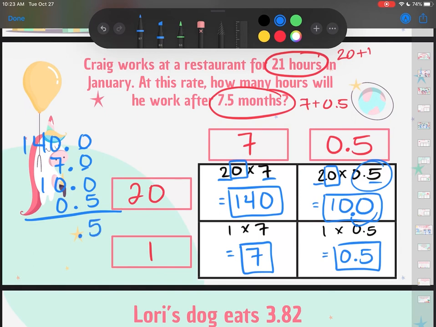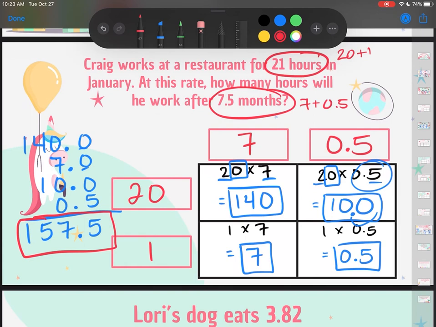So 0 plus 0 plus 0 plus 5 is 5. My decimal is in a row. 0 plus 7 plus 0 plus 0 is 7. 4 plus 1 is 5. And 1 by itself is 1. So my final answer ends up being 157.5 hours in 7 5/10 months.